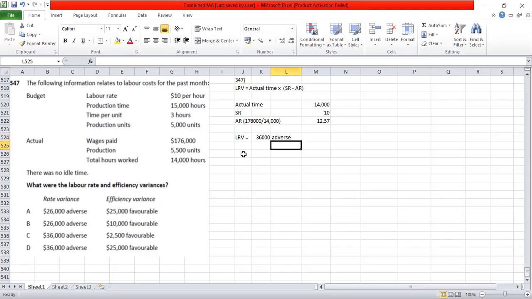Then the next one, we are also asked to calculate what is labor efficiency variance. The formula for efficiency variance is equal to standard rate into standard hours or standard time, standard time minus actual time. Okay. So we need to know three items, three variables. What is standard rate? Standard rate we already know, which is 10. Standard time, then we need to know what is actual time. Actual time is 14,000 hours.